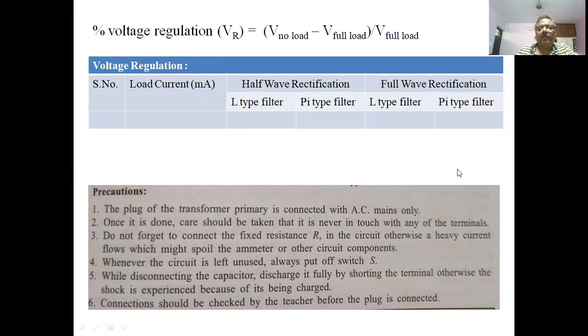I think by this presentation, we will be able to do the practical in the lab. And a word of caution: the practical should be done only under the supervision of your teacher.